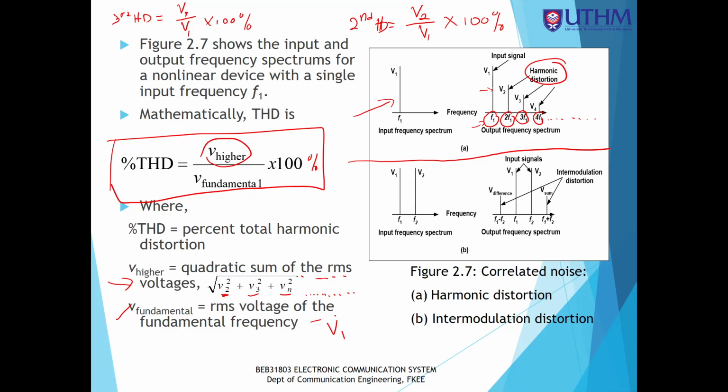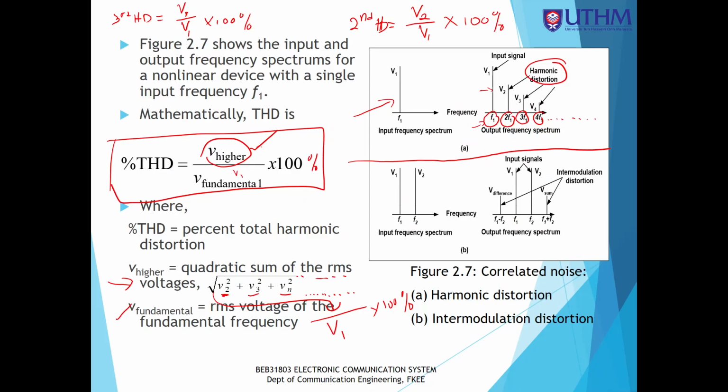So the quadratic summation divided over V1, you will get the total harmonic distortion. So remember, after you divide, you need to multiply it with 100%. Similar with this equation, V higher is the quadratic summation, V fundamental is V1, and then multiplied with 100%. So we will see the example later about this.